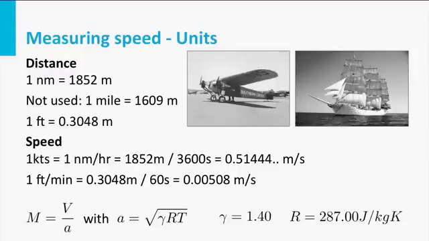For vertical speed, the unit feet per minute is used, and to get a feeling for it, a normal vertical speed in an airliner is 1,500 feet per minute, a sort of regular, common vertical speed.